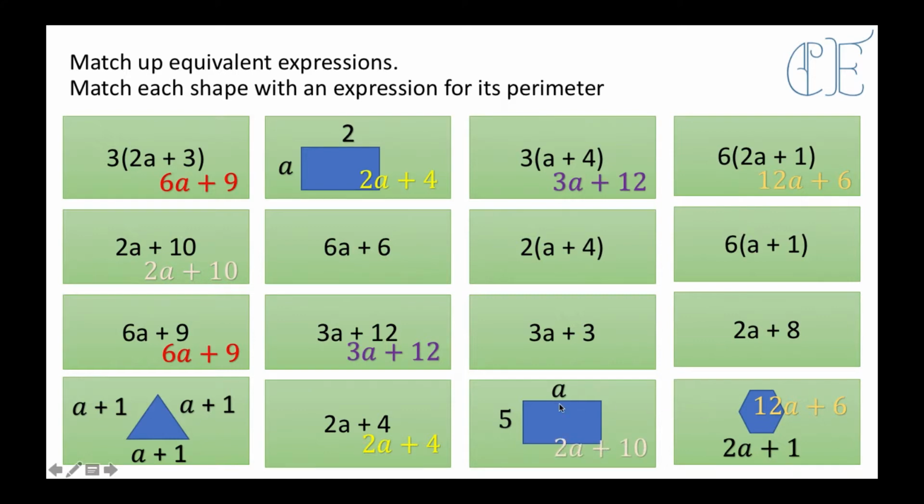Okay, so now these two are matching up, this one and this one. 2a plus 10, and then we have a here, and there would have been an a here, so that's 2a, and a 5 there and a 5 there makes 10.